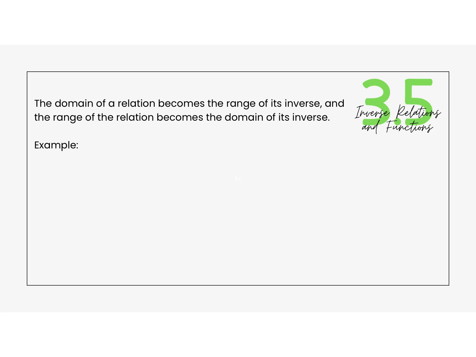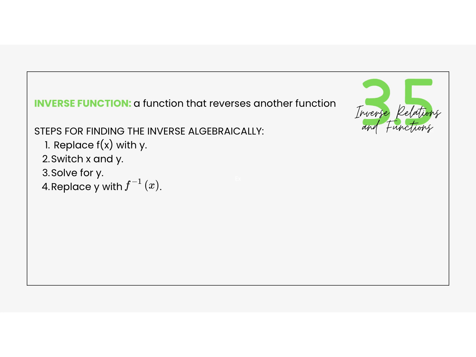Okay, so if I have in my relation an ordered pair that is (-2, 1), in its inverse, those flip. So it'd be (1, -2). An inverse function is just a function that reverses another function. So how do we find that?